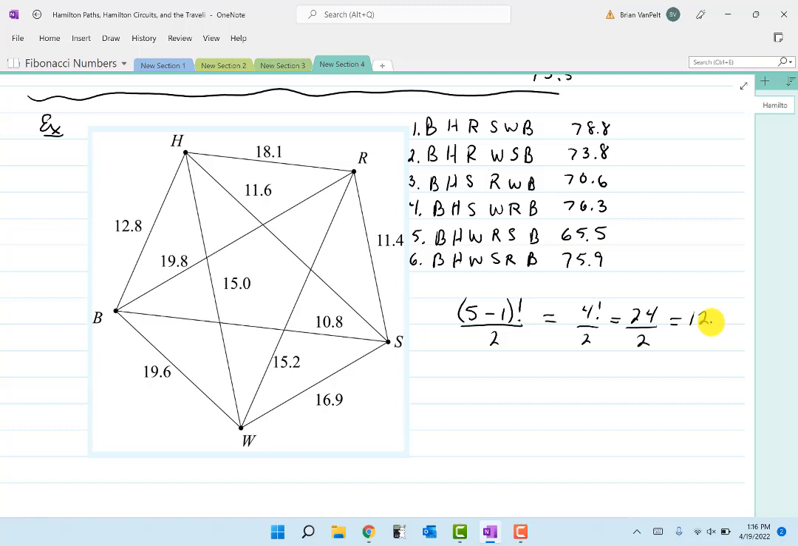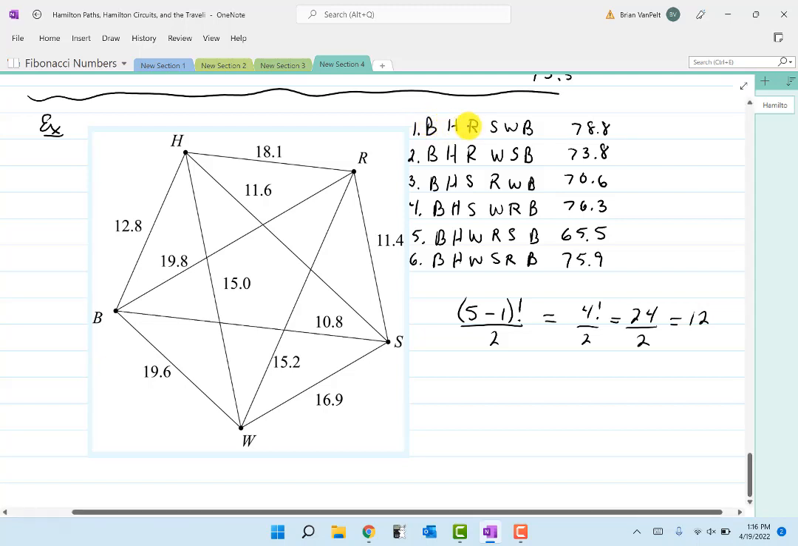What I have done, let me explain my thinking. Let's look at the first one. I had BHR, and I knew I had to end with a B. So in between BHR and B, I had SW. There's only 2 ways to arrange them, SW or WS. So those are all the ways that I can start with BHR.